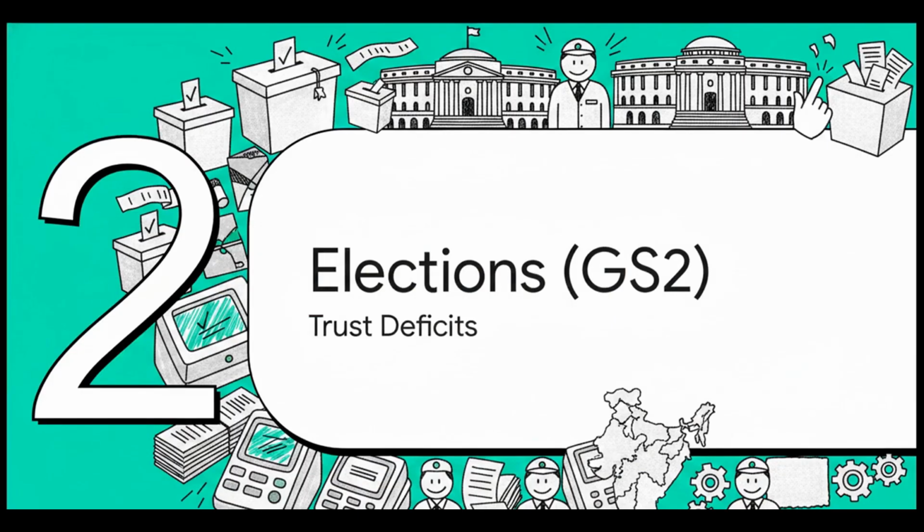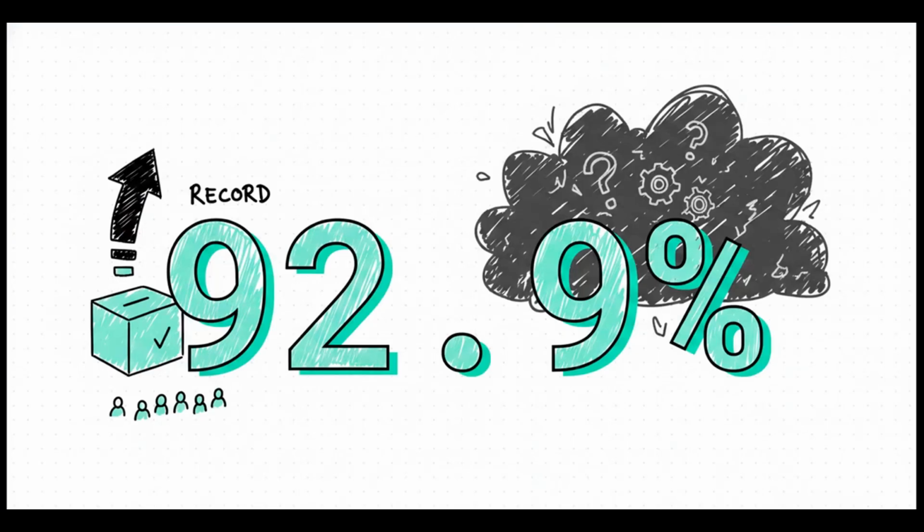Moving right along to Section 2, elections, analyzing trust deficits. Get this, a massive record was just set in the West Bengal Assembly elections, a stunning 92.9% combined turnout. That is literally the highest voter participation rate since independence. But was this a pure, unblemished democratic triumph? Not quite. As the source material points out, this incredible statistical milestone was heavily shadowed by severe administrative controversies that struck right at the very heart of our electoral machinery.